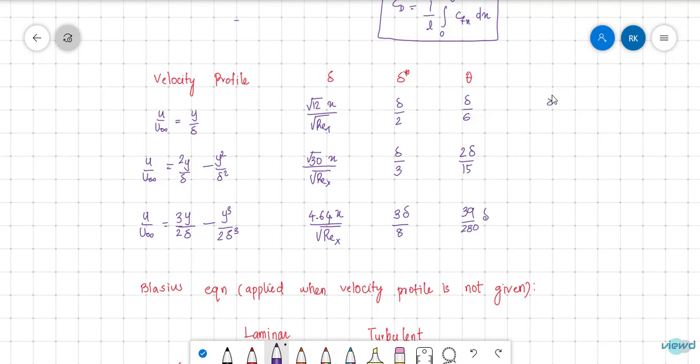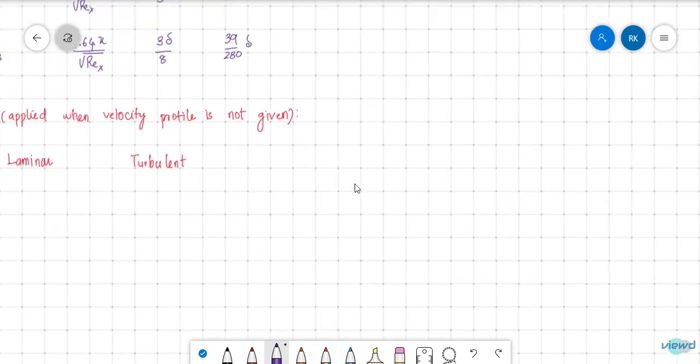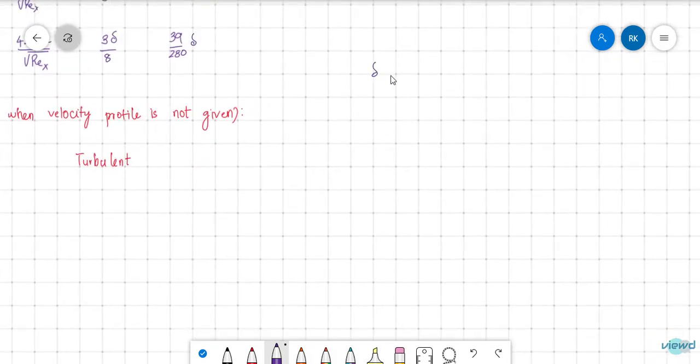So how do we get this delta star? Delta star is given by integral 0 to delta 1 minus u by u infinity dy. If you substitute the velocity profile in this u by u infinity, we will be getting delta star similar to this theta. So up to now we have found the values of delta for laminar. If the flow is laminar, we have found the delta.